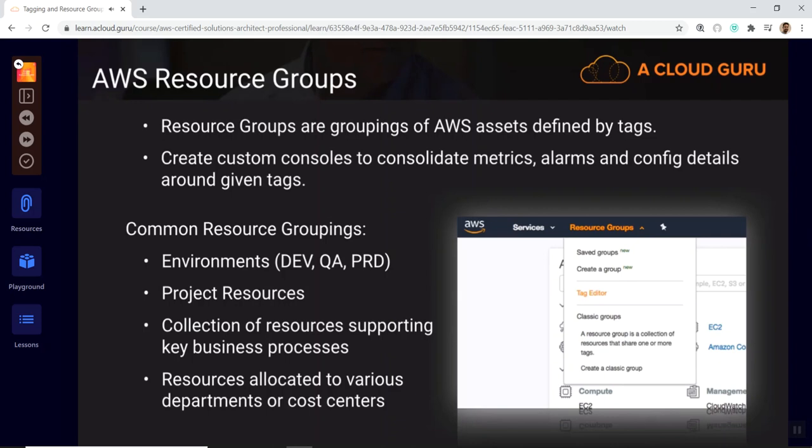And you can get to this in the AWS console. Up at the top, there'll be a drop-down called resource groups, and you can use the classic groups or you can use the new groups as well as a tag editor.